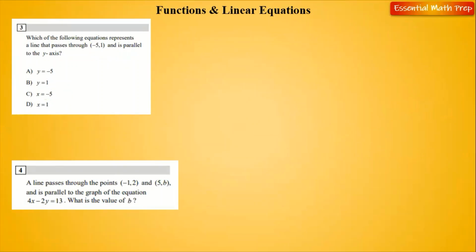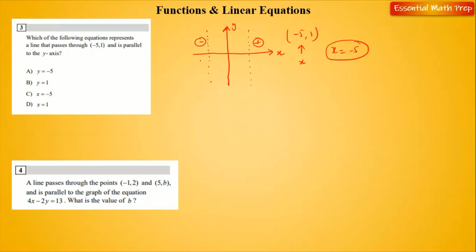Which of the following equations represents a line that passes through negative 5, 1 and is parallel to the y-axis? Again, go ahead and draw a four-quadrant figure where this is the y-axis, this is the x-axis. If it's parallel to the y-axis, that means it can only go through this way or this way, just like previously where it went through the y. This time it's parallel to y. That means it has to go through one of the x values, either positive or negative. Because only negative 5, 1 is provided, this is your x value. So the answer is x equals negative 5.